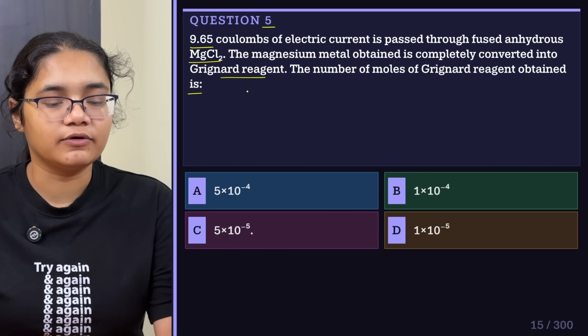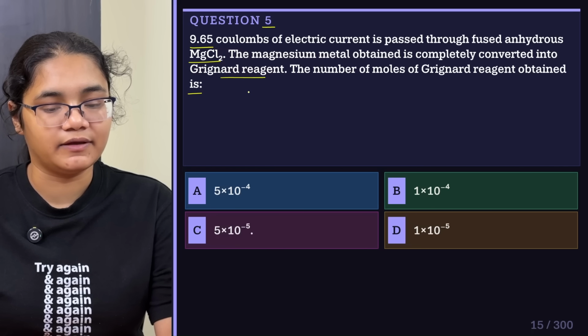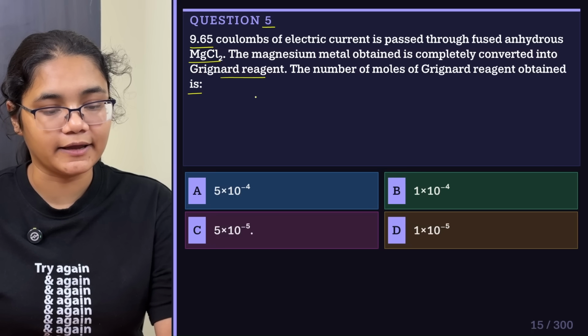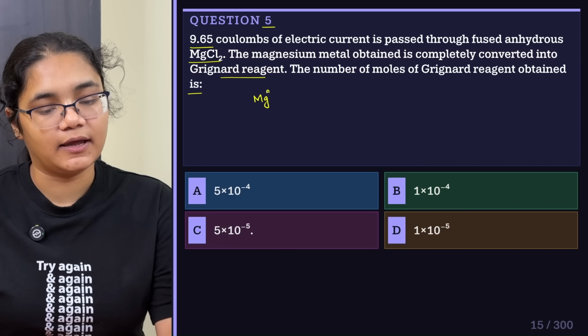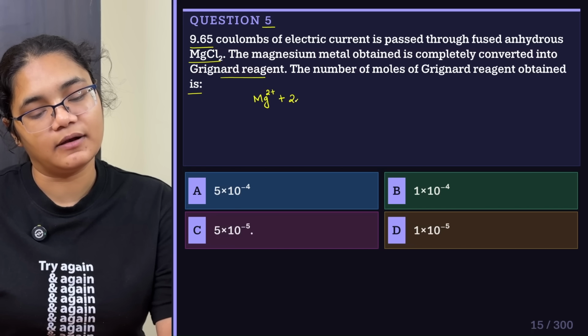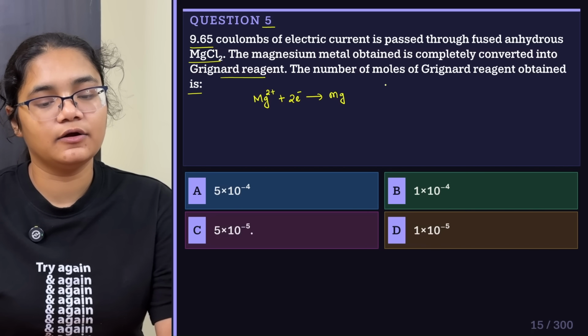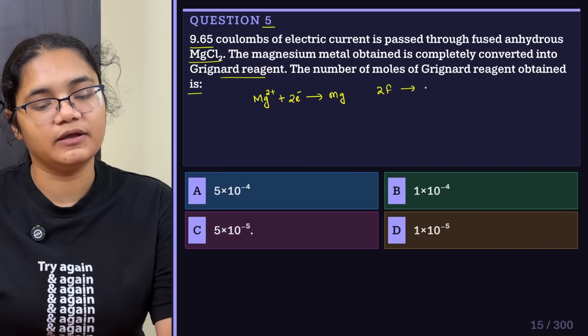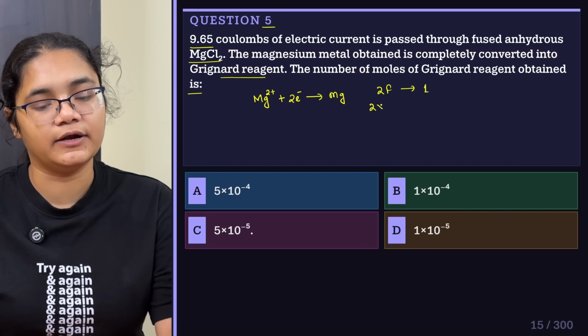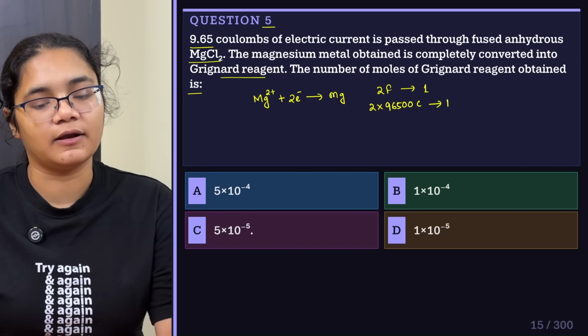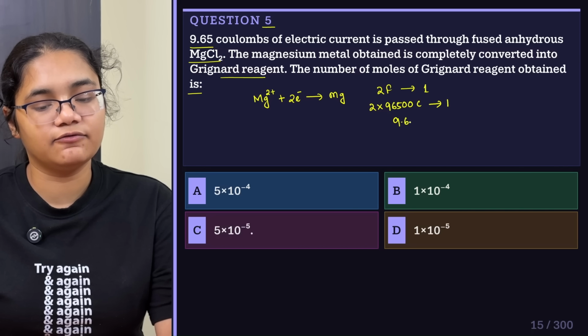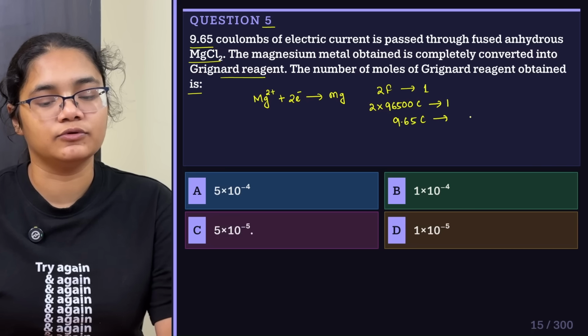Okay. So if I want to calculate here, we have this formula. I can write Mg2+ plus 2 electrons gives me Mg. So I can say that 2 Faraday gives me 1 mole, or 2 into 96500 coulomb gives me 1 mole. Then 9.65 coulomb will give me how many moles?